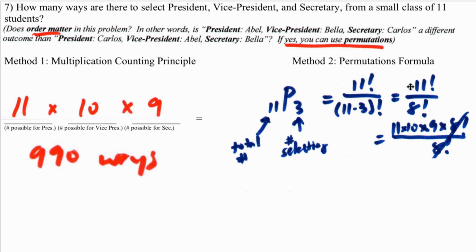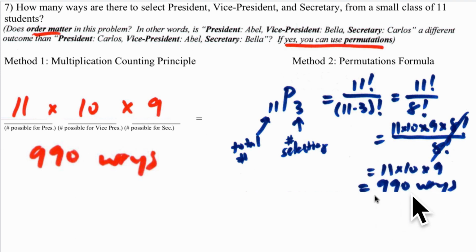But if you think about it, 11 factorial is 11 times 10 times 9 times 8 times 7, 6, 5, 4, 3, 2, 1. I'm just going to write that as 8 factorial because I ran out of space here. Over 8 times 7 times 6, 5, 4, 3, 2, 1. If you notice, all these 8 factorials are going to cancel each other out, right? They cross off. That just becomes one giant 1. And you're left with 11 times 10 times 9, which is exactly what we had over here. So it gives you the exact same answer, 990. The formula will give you the same thing as if you use the multiplication counting principle.